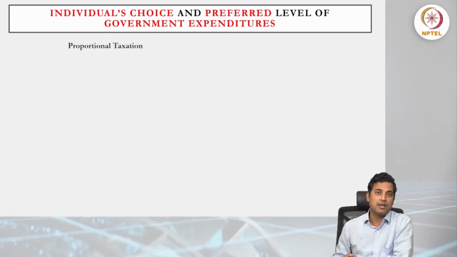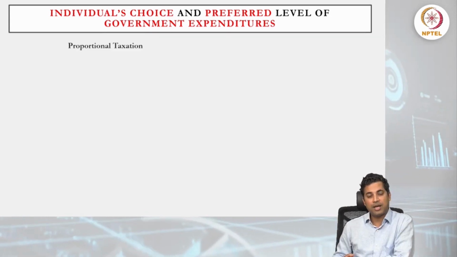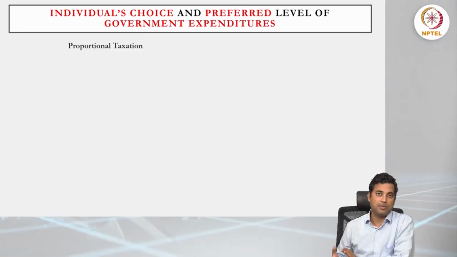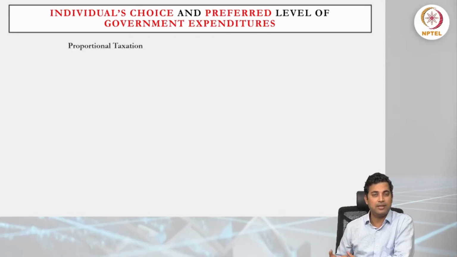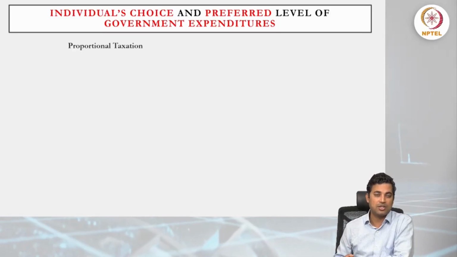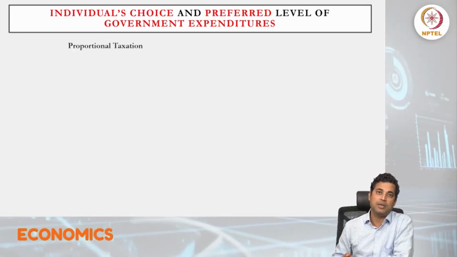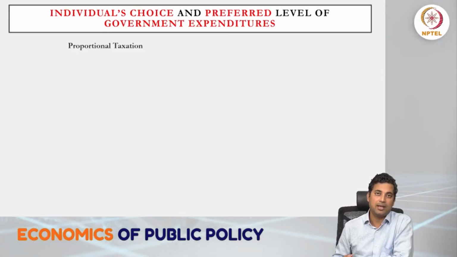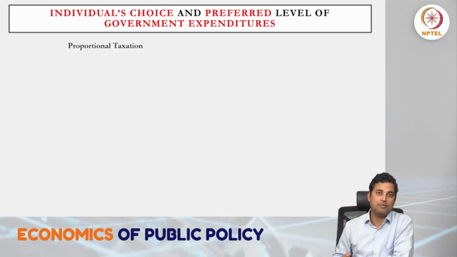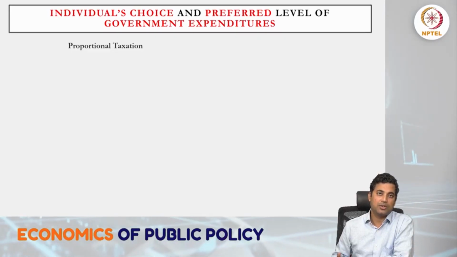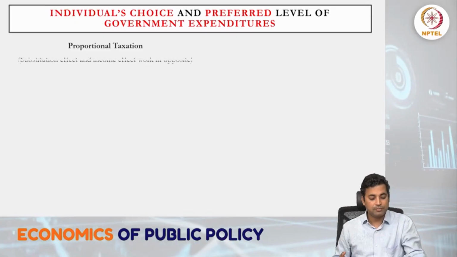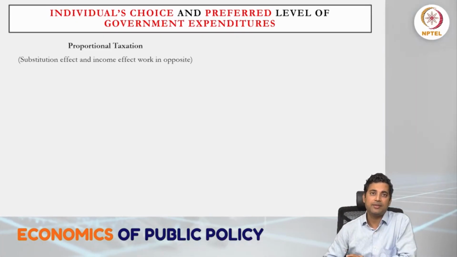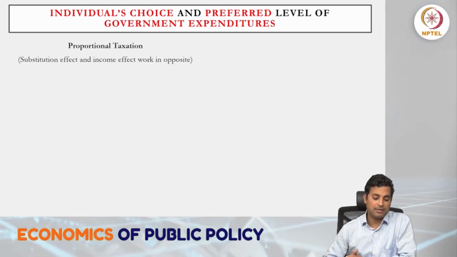Now uniform taxation. Under uniform taxation, overall government expenditure is first determined, and then we see the sources of revenue through taxation. The overall government expenditure is divided by the total number of households in the population, and that is how we get the total tax that each individual pays. In proportional taxation, there are 2 points that we would like to highlight: substitution effect and income effect.